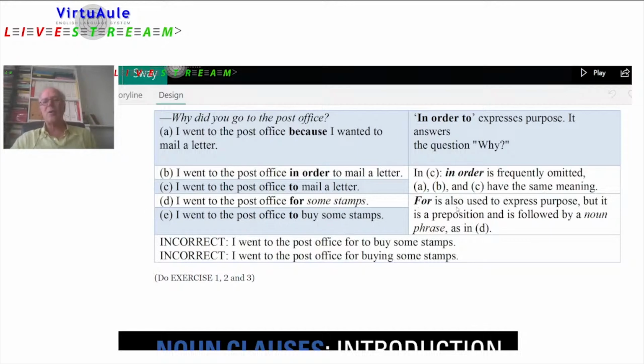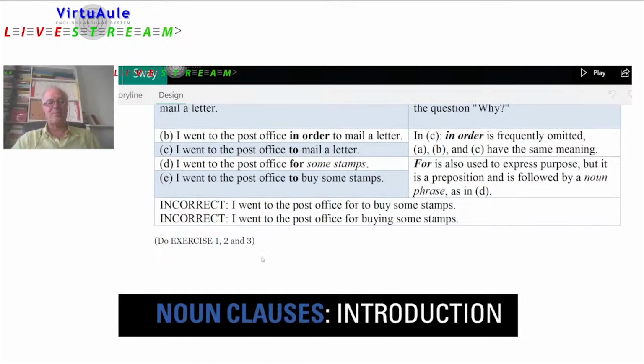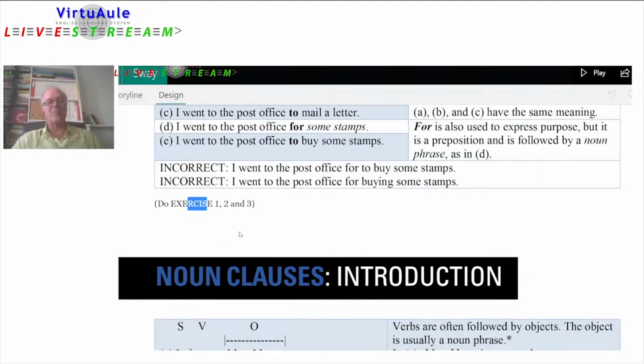Notice the difference. For is used to express purpose, but it is a preposition and followed by a noun phrase. Some stamps, or you could say an object, some kind of object. It is incorrect to say I went to the post office for buying some stamps. If you have the enrollment, you can go to exercise 1 and 2.